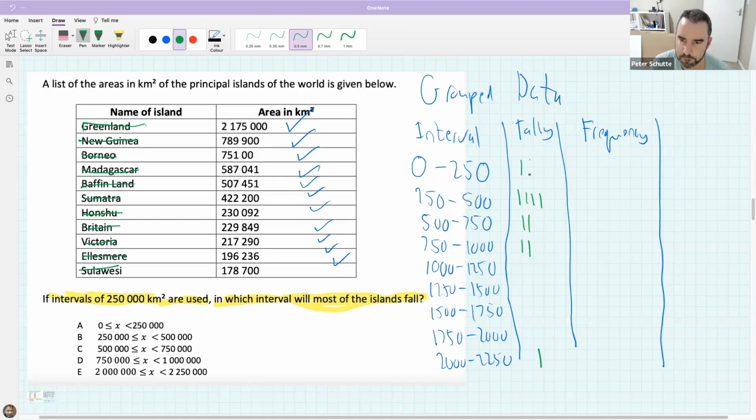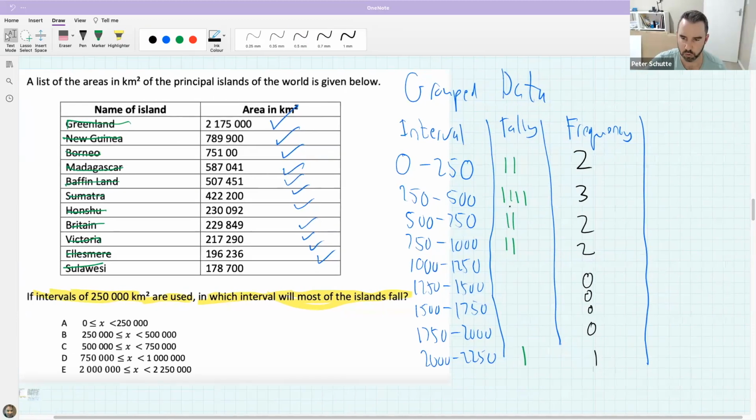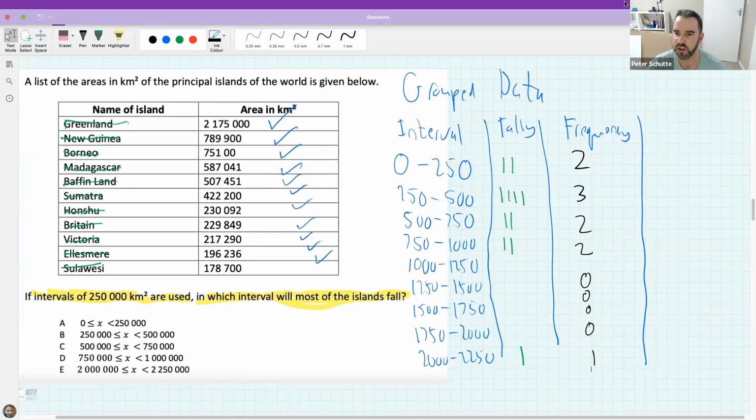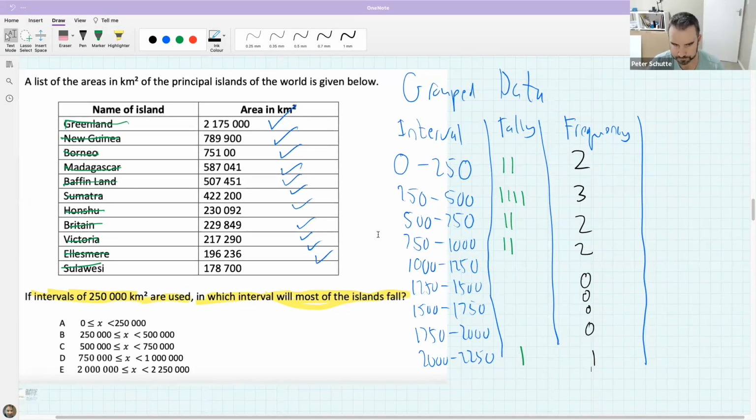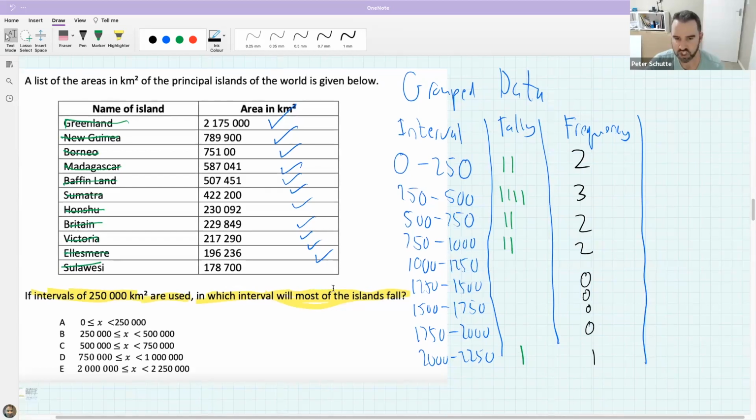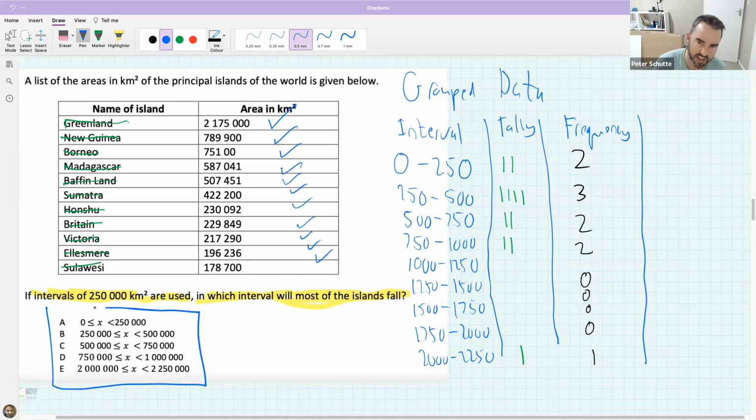Sulawesi is here. And so if I then go and I say, look, there are 2 islands that are between 0 and 250,000 kilometers squared. There are 3 there, 2, 2, and then there's going to be 0, 0, 0, 0, 0, and 1. Okay, what a lot of work, but it's important you understand. And so now we're in the land of grouped data. Which interval, on the question at the bottom, which interval will most of the islands lie in? Is it A, B, C, D, or E?